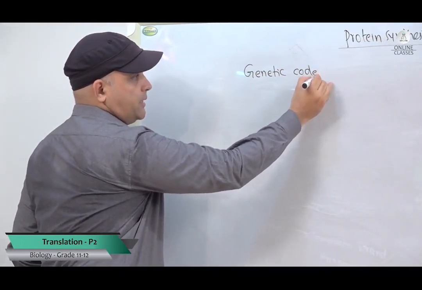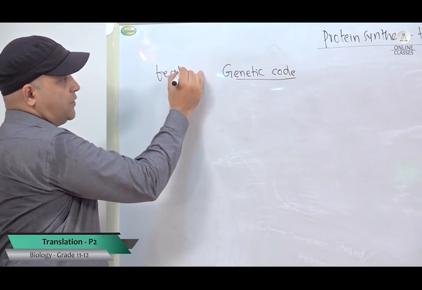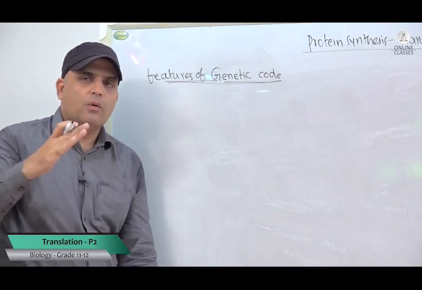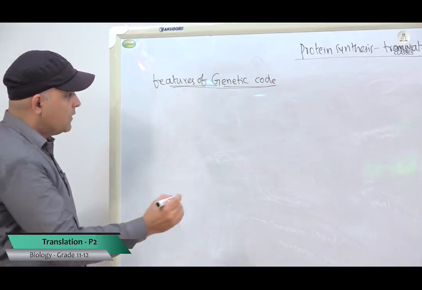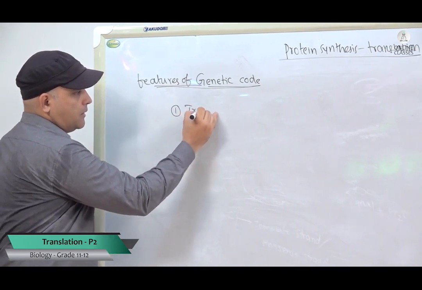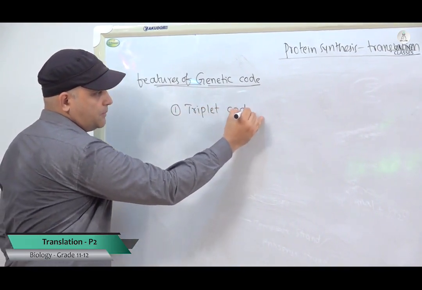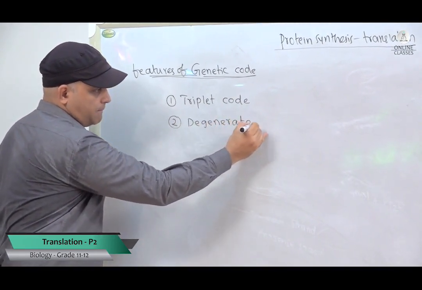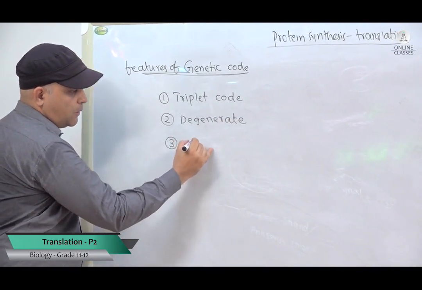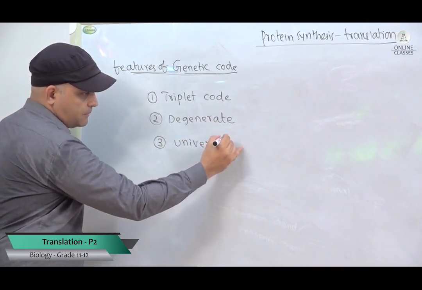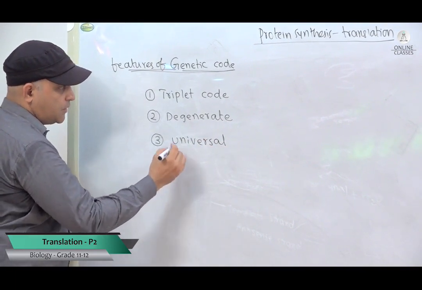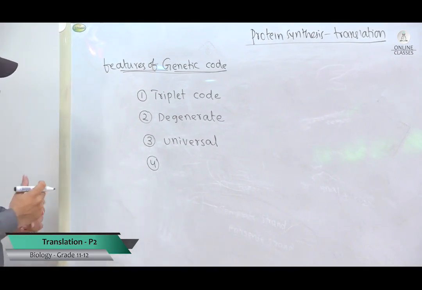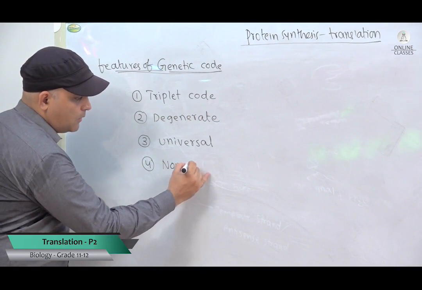Our genetic code has some characteristics, or you can say features. We are going to discuss some features of our genetic code, how the genetic code works and what the rules are. First thing you have to remember, our genetic code is a triplet code. Our code is degenerate or redundant. Our code is universal. Please remember, when I say the genetic code, I mean the way the nitrogenous bases work. And then our code is non-overlapping.